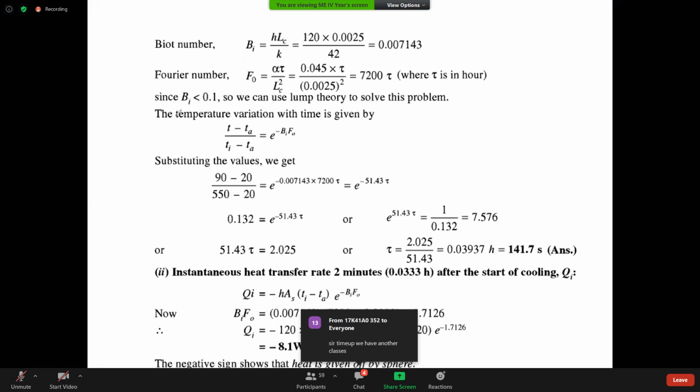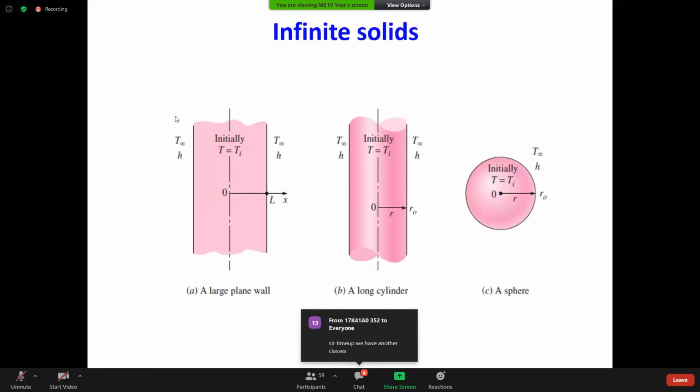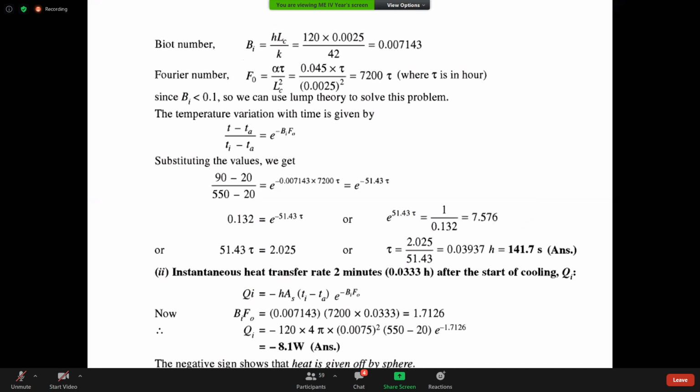In this way, you have to do the problem. You have to attempt the problem. In tomorrow's class, I'll discuss the infinite solids and error functions. Those are very simple and easy if you are familiar with the usage of charts. I cannot say exactly tomorrow, but in the next class, the next session.